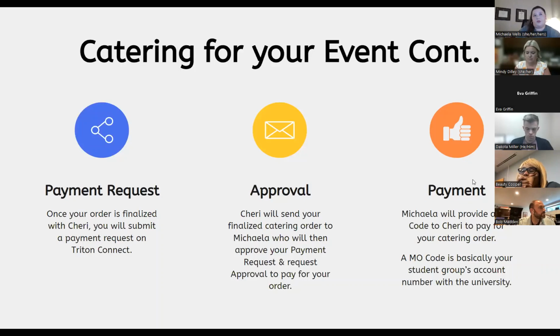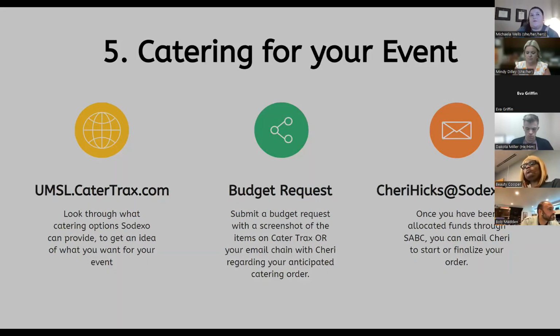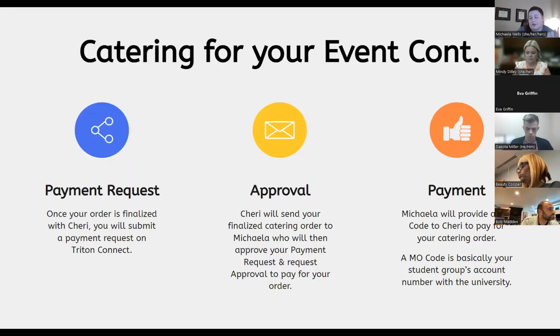All right. So once you confirm with Sherry that you're good to go for your order, you're going to want to submit a payment request on Triton Connect, which we'll go through that process in a minute. When you submit that payment request, that lets me know that I should be on the lookout for your order from Sodexo. So what happens is you finalize your order and Sodexo emails me your order receipt and confirmation so that I can pay for it.